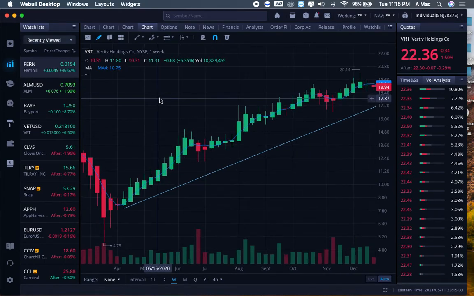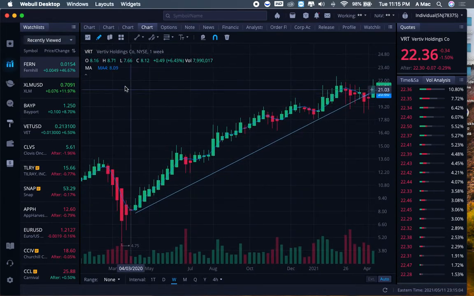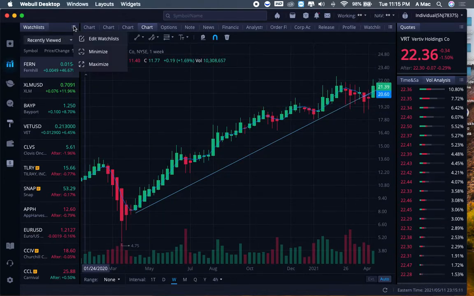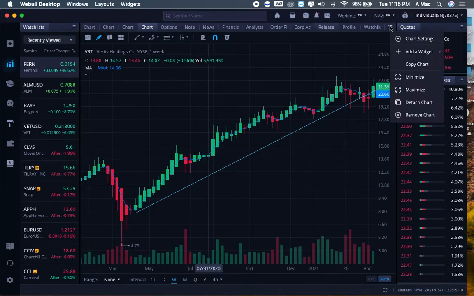It's just a basic setting. We have a chart open. We have a watch list over here, which you can customize. You just press these upper buttons in the corner. You can edit your watch list here, and you can add. This is how you would add.